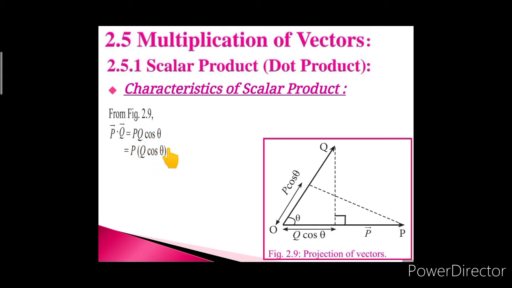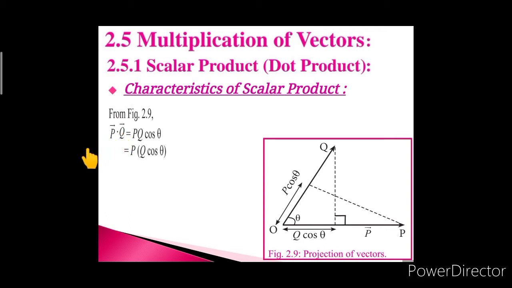q cos theta is nothing but the component of the second vector in the direction of the first vector. So here the scalar product is given as p into q cos theta, as p is the magnitude of the first vector and q cos theta is the component of the second vector in the direction of the first vector.